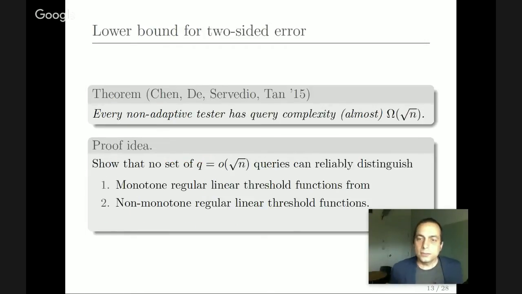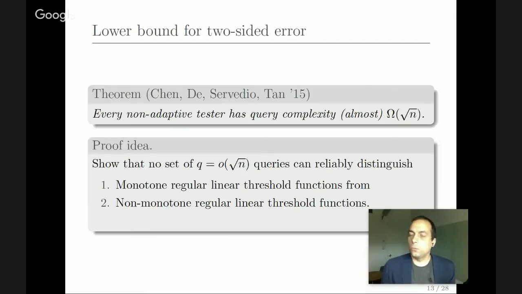Good. So now we've got this lower bound for one-sided error. The next natural question is to ask, okay, what about if we allow two-sided error? So now you don't have to find evidence that you're non-monotone. You're allowed to reject monotone functions with low probability. It turns out for this class of functions, we also have a square root n lower bound. And this was established only last year by Chen, De, Servedio, and Tan.